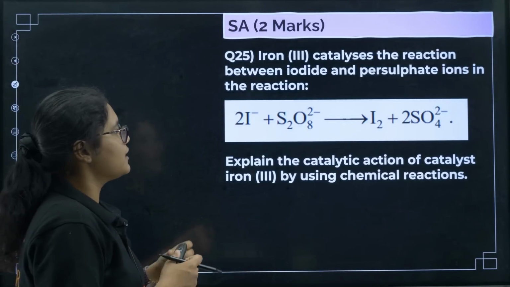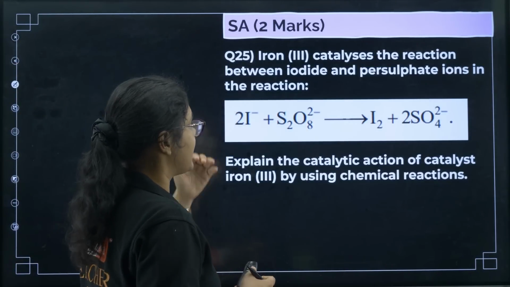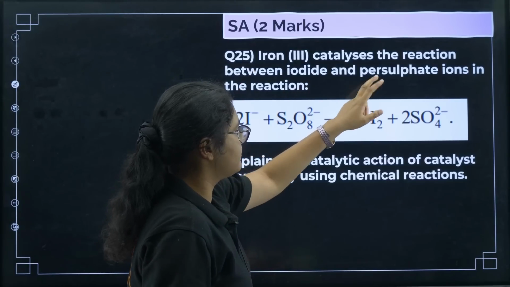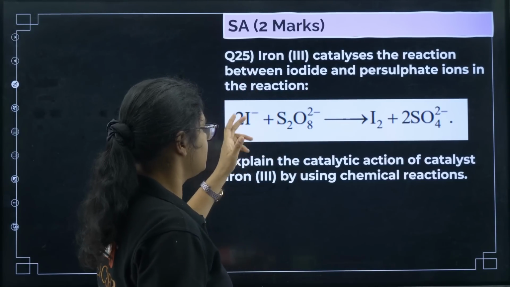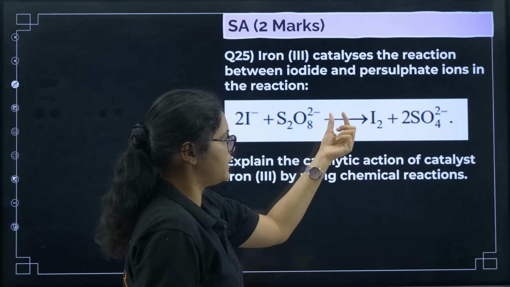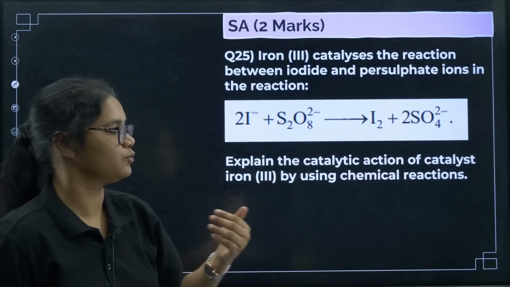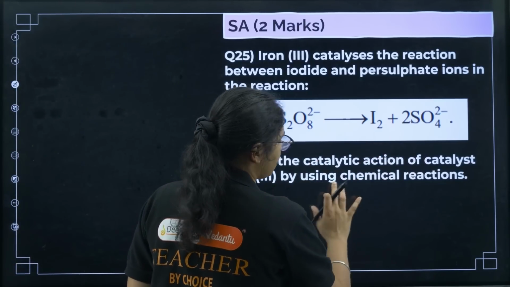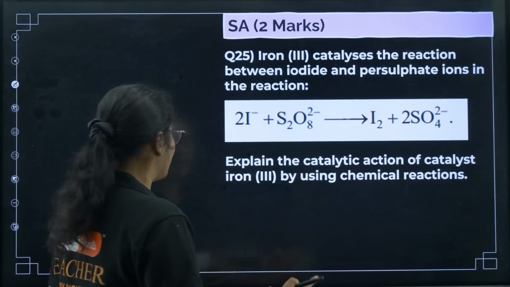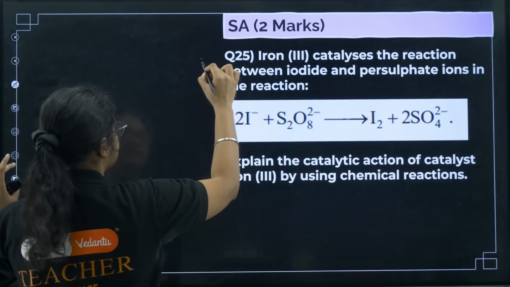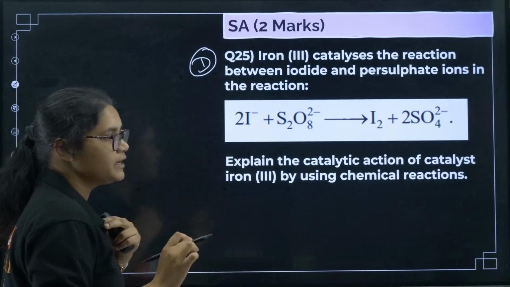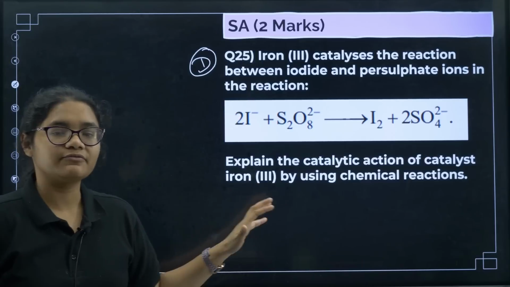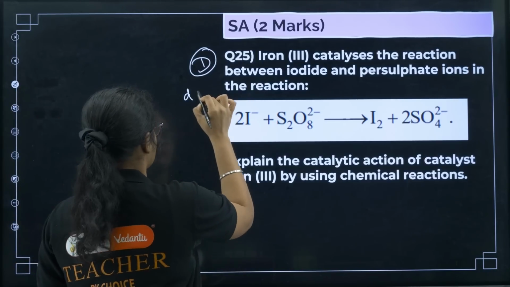Iron catalyzes the reaction between iodide and persulfate ions in the reaction 2I minus plus S2O8 2 minus gives you I2 plus 2SO4 2 minus. Explain the catalytic action of iron using chemical reactions. I can say that this question is definitely a difficult question because if you haven't read the reactions that are given in the book, this part from the d and f block, this is from the chapter d and f block.